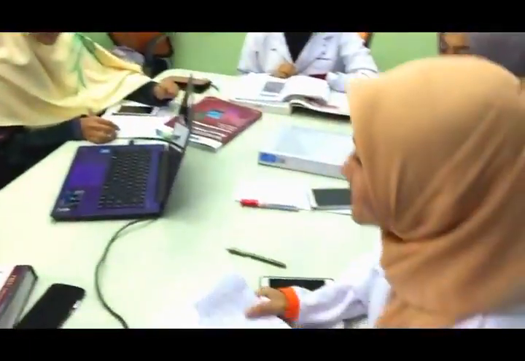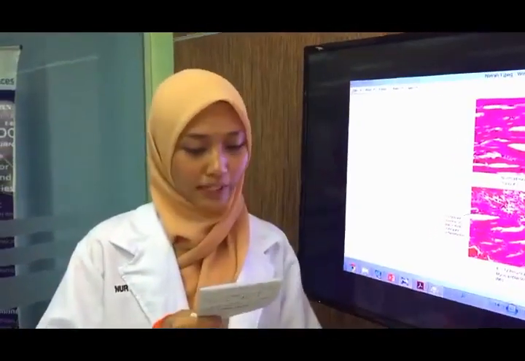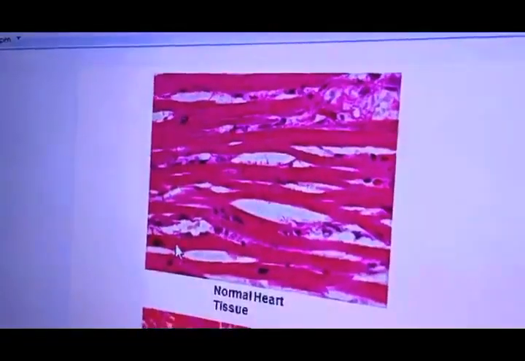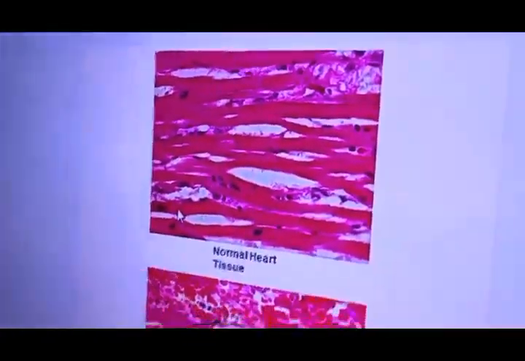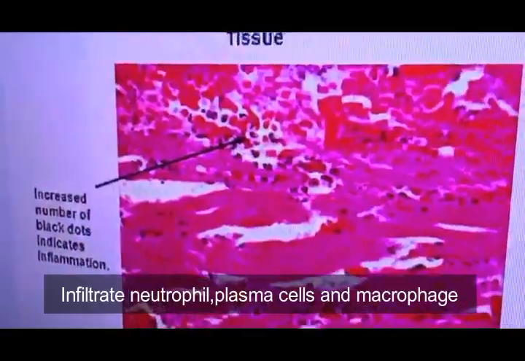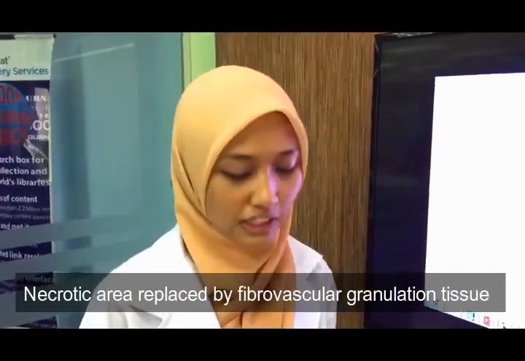Yes. Next, we move on to chronic inflammation in myocardial infarction, a very significant common cause of death worldwide. This is the slide where we can see normal heart tissue and the myocardial infarction after 8 to 12 hours. We see an increased number of blood clots indicating inflammation. And of course, the chronic inflammation will infiltrate neutrophils, plasma cells, and macrophages. Over the succeeding weeks, the necrotic area is replaced by fibrovascular granulation tissue, which then becomes more fibrous and less vascular.